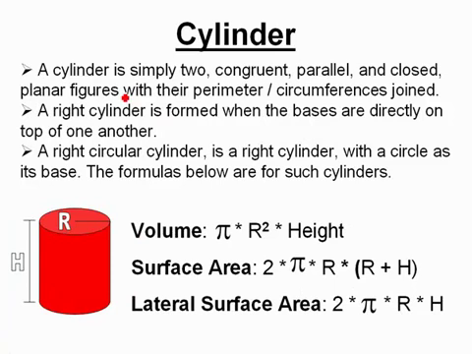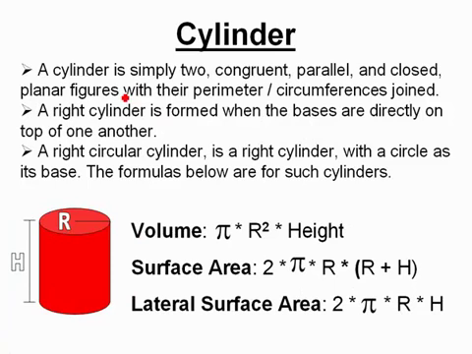So, I'm going to come back to that to explain it. I'll do it in Photoshop, but for now we'll move on to the next 2 points. A right cylinder is formed when the bases are directly on top of one another. It's kind of like the concept of the right prism. So an oblique cylinder would be if they're not on top of one another, if there's some skewing going on. Whereas a right circular cylinder is a right cylinder with a circle as its base.